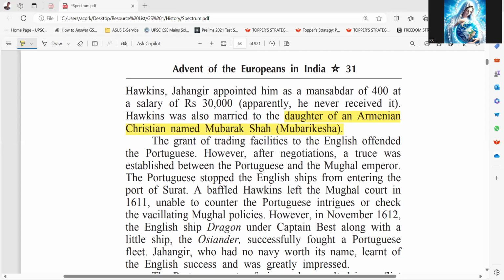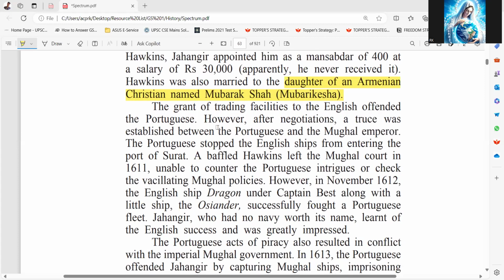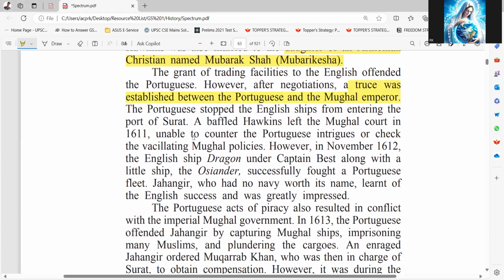The grant of trading facilities to the English offended the Portuguese. However, after negotiations, a truce was established between the Portuguese and the Mughal emperor. Portuguese stopped the English ships from entering the port of Surat.